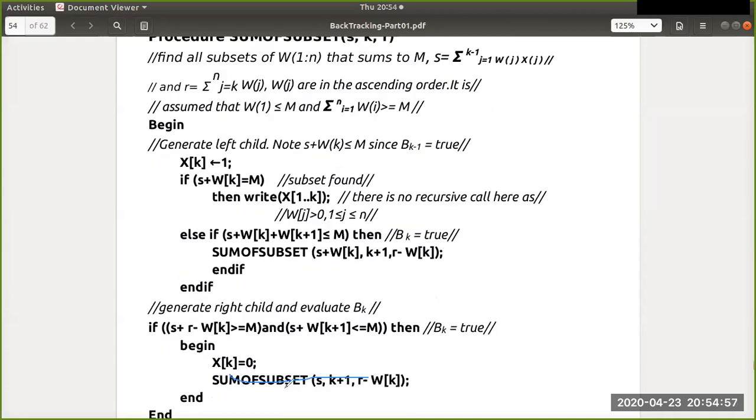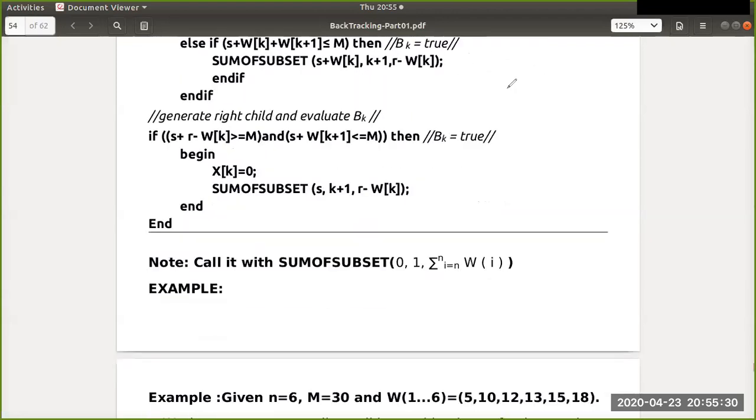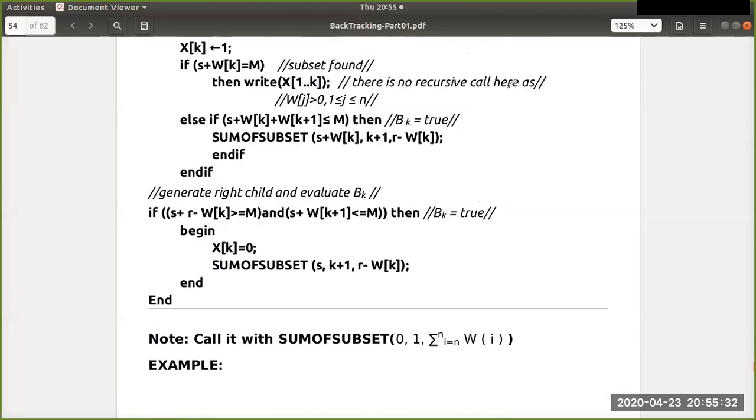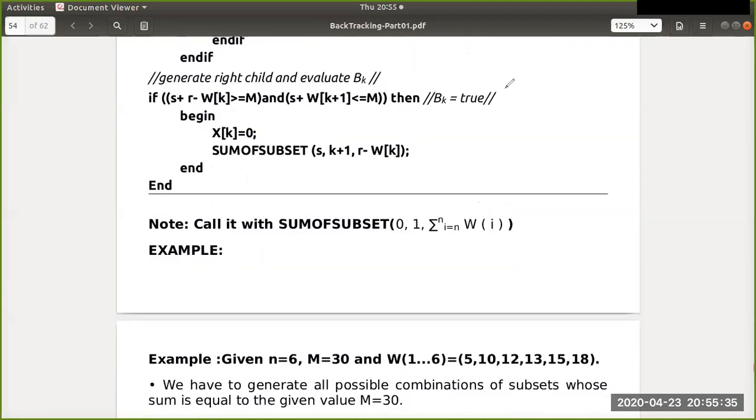How we are calling the right side: by using this recursive function, sum of subset s comma k plus 1 comma r minus w of k. Whereas for left side generation of the node, I am calling this function. Okay, if both fail, this will be true. If this is true, the solution is found, and we are backtracking to the previous function, that is, the previous node while constructing the state space tree. This will be understood with the example only. And now I can call with sum of subset 0 comma 1 comma the summation of weights. Later we'll see that example.